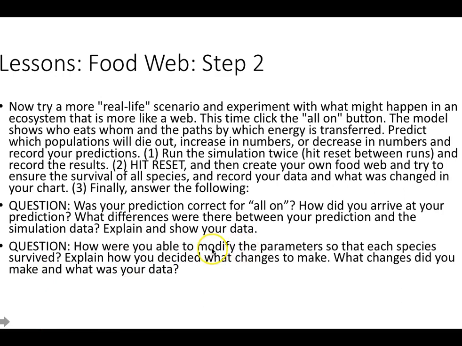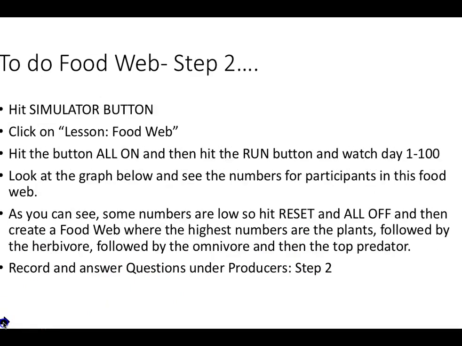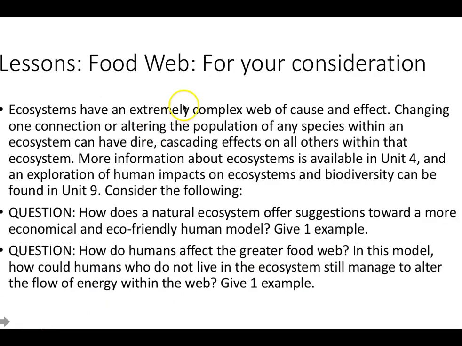So you made your own food web. You modified parameters, some connected, some not, kind of depends. You could have two things connected to one thing, go for it. So that each species survived. Explain how you decided what changes to make, what changes did you make, and what was your data. Okay, so, and then you can read on for your consideration.